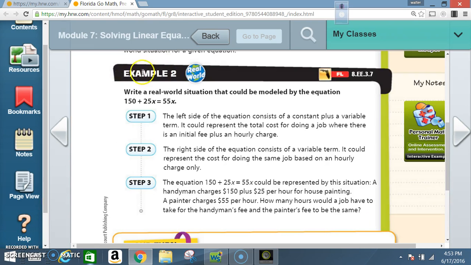7.1 Example 2 from the textbook. Write a real-world situation that could be modeled by the equation 150 plus 25x is equal to 55 times x.